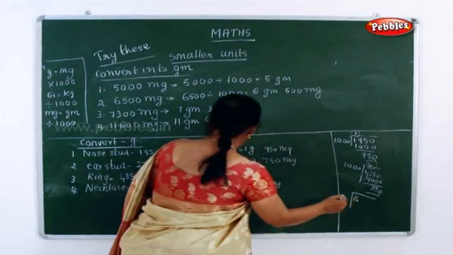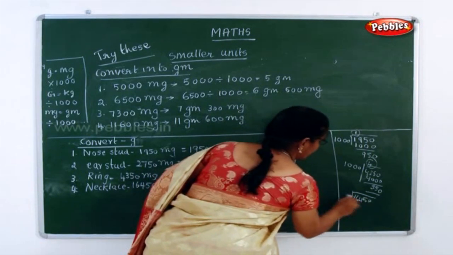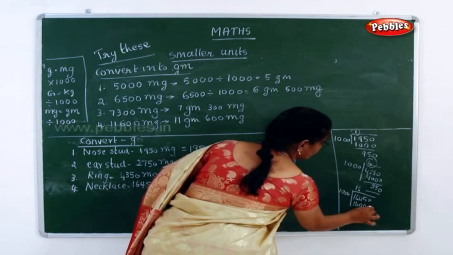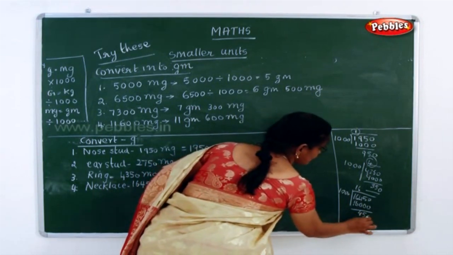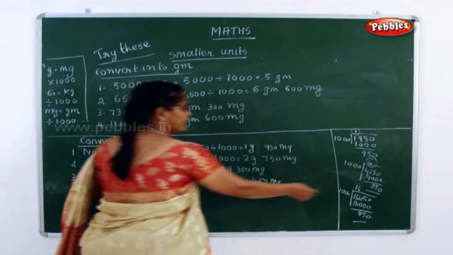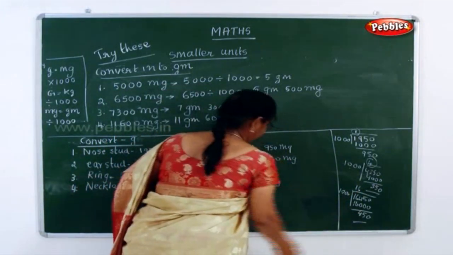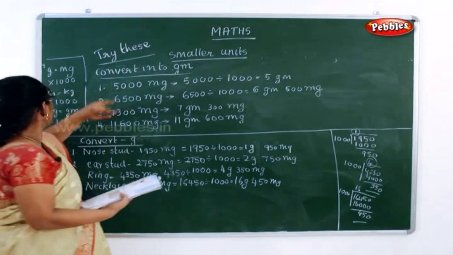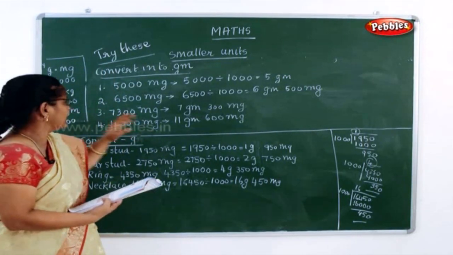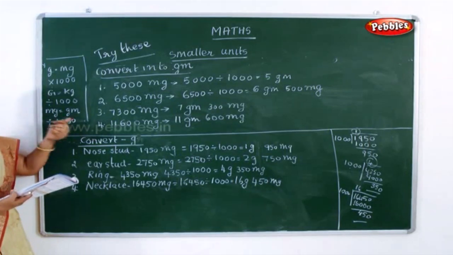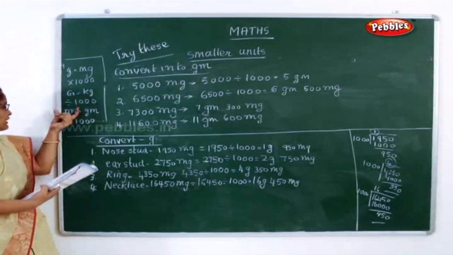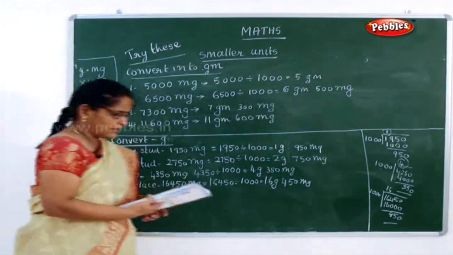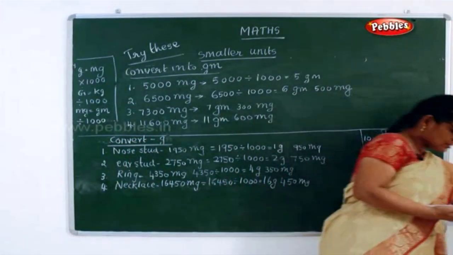The same way you have to divide. 16450 divided by 1000. So how many times? 16 times, that is 16,000. What is the remaining here? 450. So the 16 will be taken as gram and this 450 will be taken as milligram. So this is how you convert milligram into gram. You have to divide whatever value is given in milligram by 1000. You will get the gram answer. So this is how you have to do.